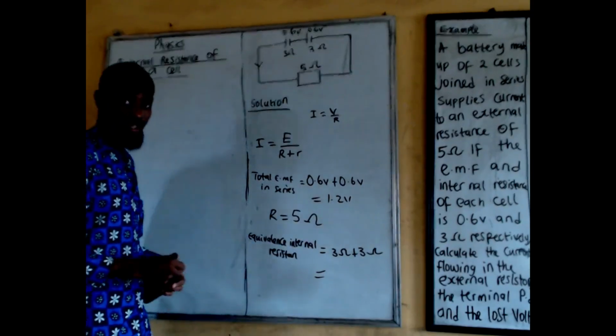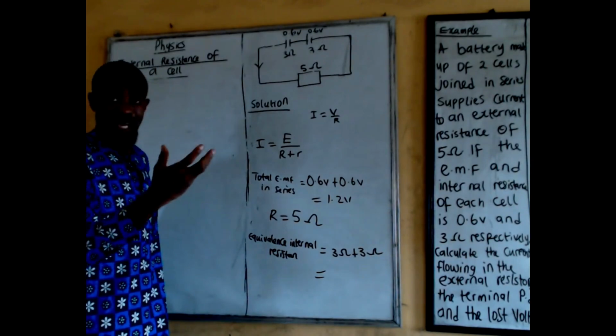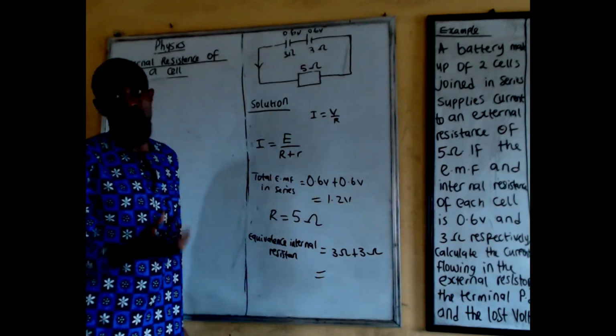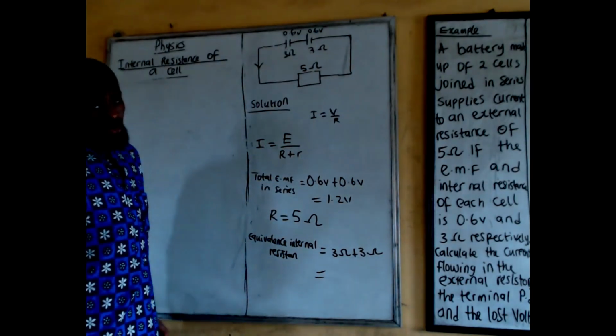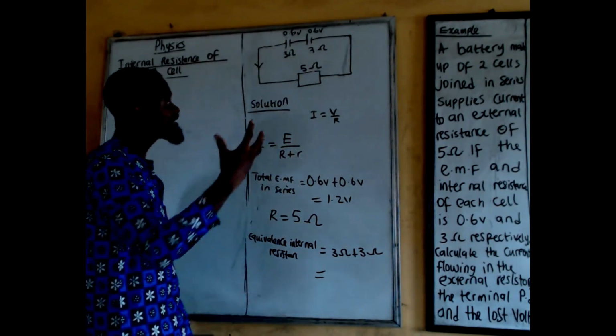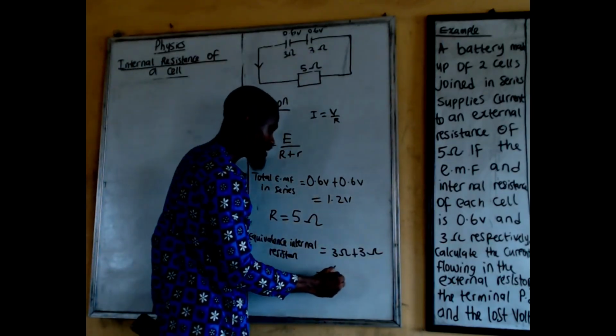Mind you, if these two cells were connected in parallel and you wanted to calculate the total internal resistance, you would have to add resistances in parallel, which is 1 over R1 plus 1 over R2. But it is not so, because these two cells are connected in series. When we want to get the total internal resistance, we just add in series combination, which is 6 ohms.